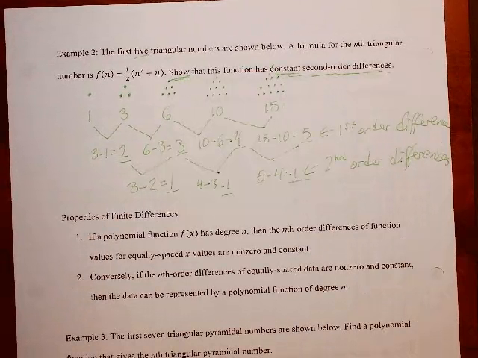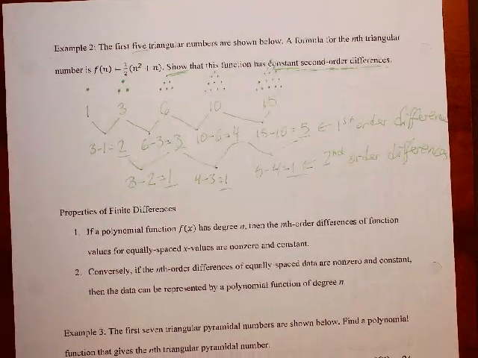Okay, so our property of finite differences has 2 properties. One is if a polynomial function f of x has degree n, then the nth order differences of function values for equally spaced x values are non-zero and constant. 2. Conversely, if the nth order differences of equally spaced data are non-zero and constant, then the data can be represented by a polynomial function of degree n.